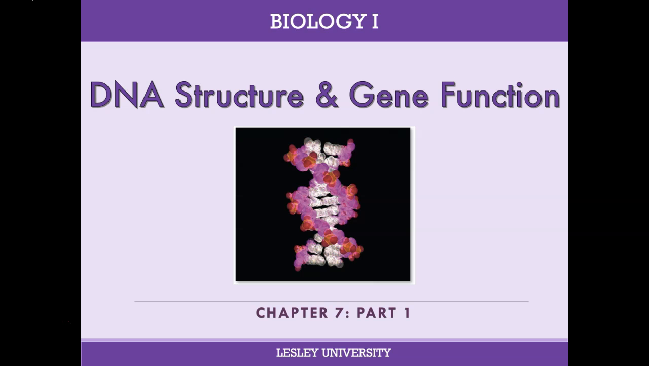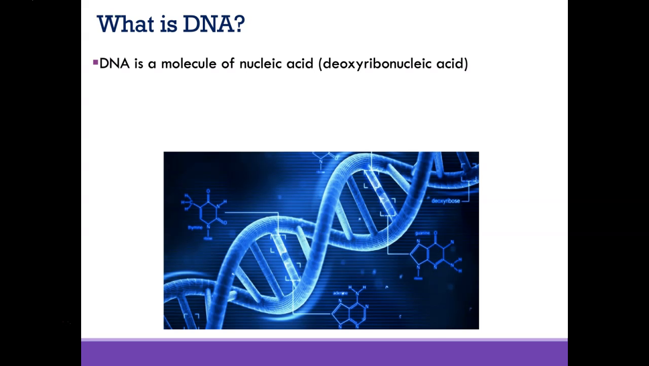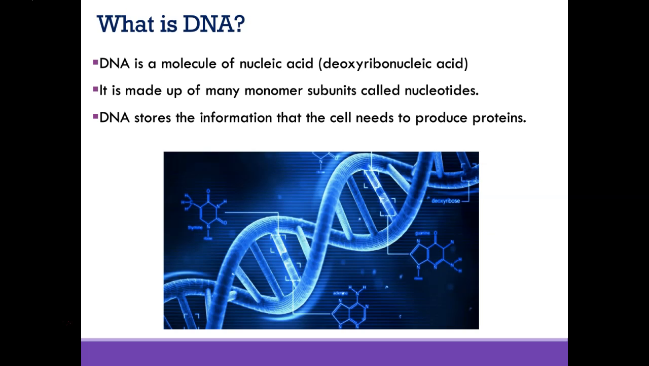Today we will start the second unit, which begins with chapter 7, which is on DNA structure and gene function. So what is DNA? We said way back at the beginning that DNA is a molecule of nucleic acid. Specifically, DNA stands for deoxyribonucleic acid. And like all nucleic acids, DNA is made up of many monomer subunits called nucleotides. Right? DNA is a polymer of many monomers of nucleotides.